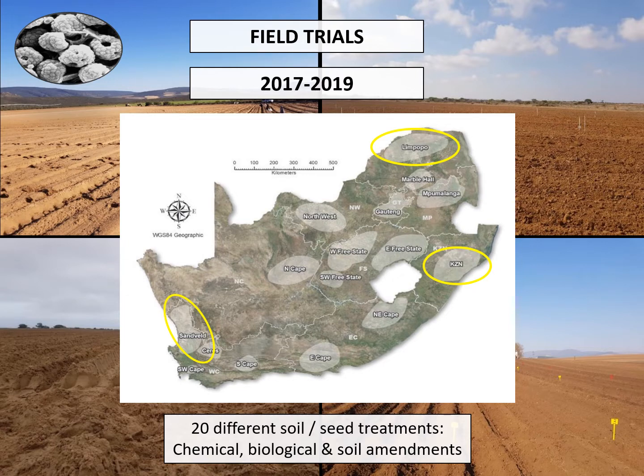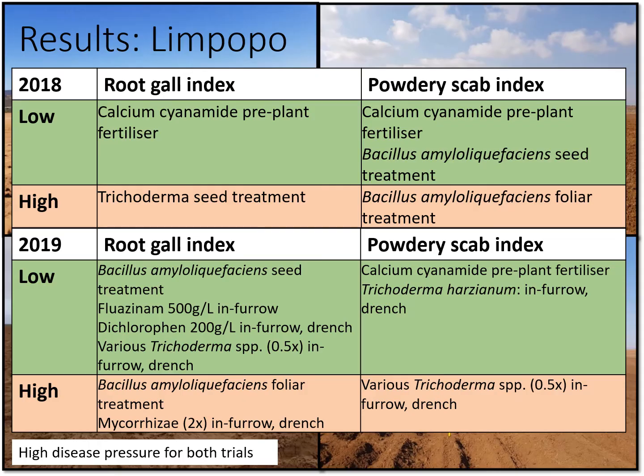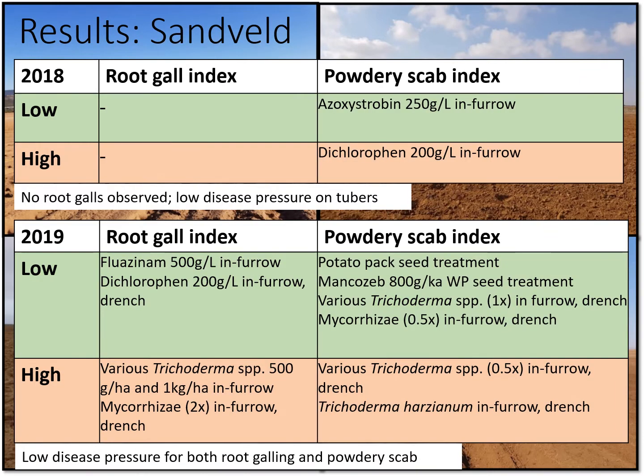So in follow-up studies, we did similar trials in fields over 3 years, and we looked at different chemical, biological, and soil amendments in 3 different regions in the country, and we found similar results. So just to show you the number of treatments that were applied in different field trials and the plot sizes, you can see it was quite an extensive study. I'm not going to belabor the specific different products that worked in each area.